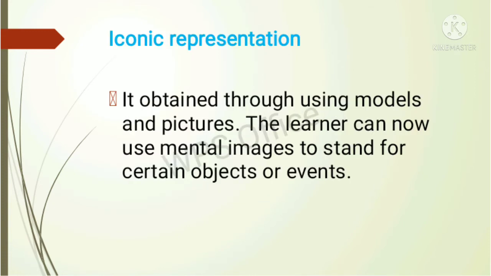The second one is iconic representation. Iconic representation is obtained through using models and pictures. The learner can now use mental images to stand for certain objects or events. It is image-based, for children aged 1 to 6 years old. Information is stored as sensory images, usually like pictures in their mind.